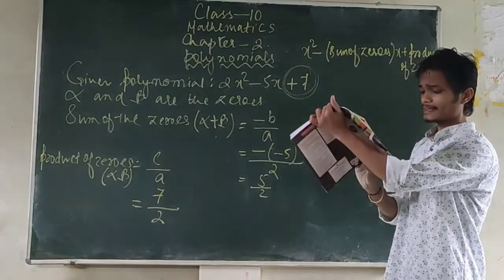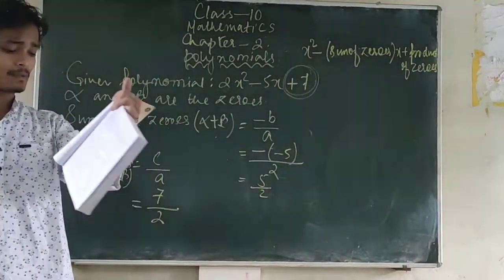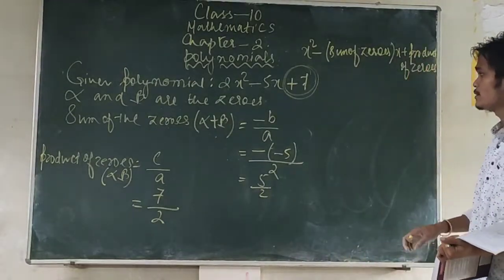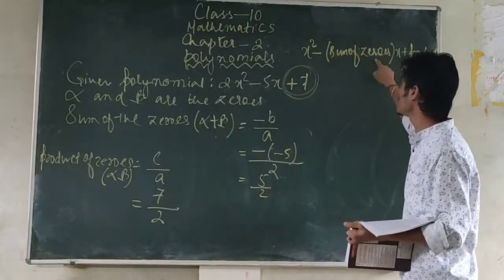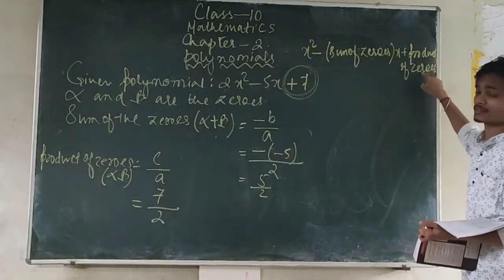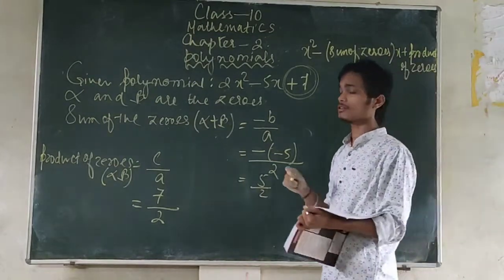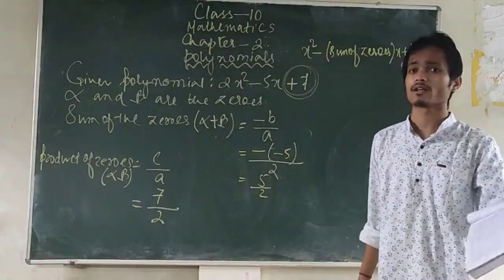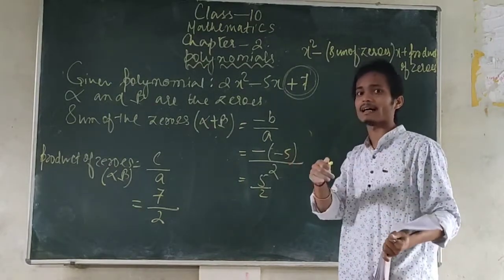Now what they say is, we have to find a quadratic polynomial whose zeros are 3 alpha plus 4 beta and 4 alpha plus 3 beta. What I have told you is, whenever we need to find a polynomial, we have to know the sum of the zeros and the product of the zeros of that polynomial. Then only we can find the polynomial. The zeros given are 3 alpha plus 4 beta and 4 alpha plus 3 beta. With these zeros we have to make a polynomial, so we have to know their sum and their product.